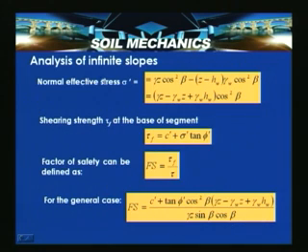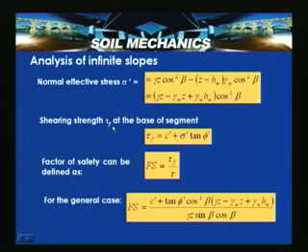In the analysis of infinite slopes, we can write normal effective stress sigma dash is equal to total stress minus pore water pressure. Once we do that, we get gamma Z cos square beta, that is total stress, minus this pore water pressure, we get gamma Z minus gamma W Z plus gamma W HW, times cos square beta.